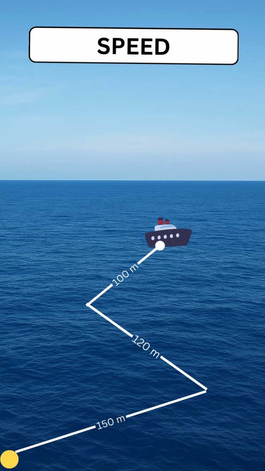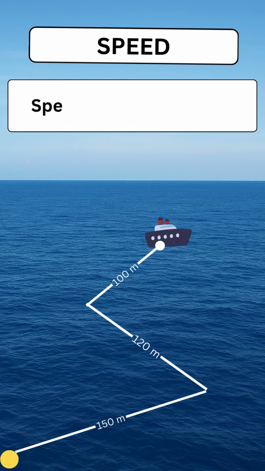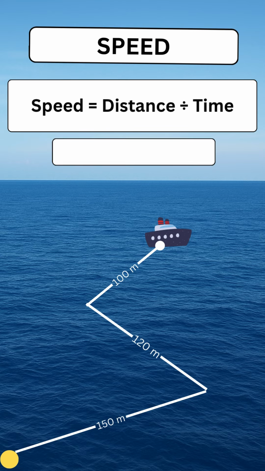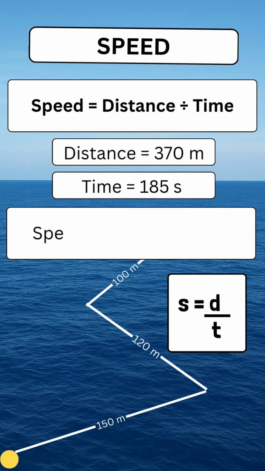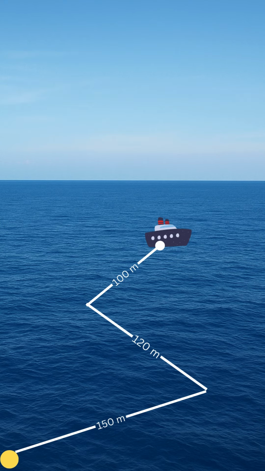From distance, we can calculate speed, which tells us how fast an object moves, but not in which direction. The formula for speed is speed equals distance divided by time. For example, if the ship covers 370 meters in 185 seconds, its speed equals 370 divided by 185, 2 meters per second. That means the ship moves 2 meters every second, but we still don't know its final position.